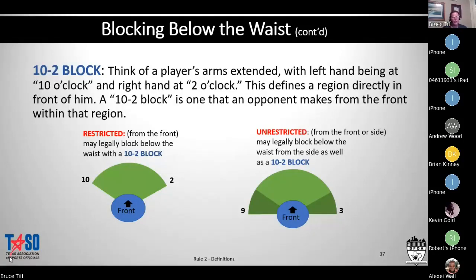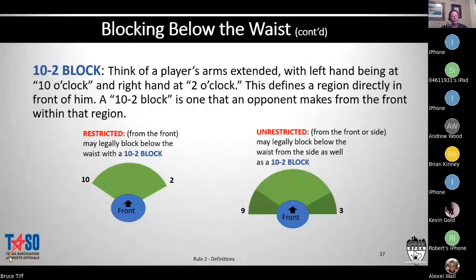If a player is restricted, and we'll talk about who those are, they may legally block below the waist with a 10-2 block only, subject to those requirements that we talked about on the prior slide. So they can legally block from the front. That's the region defined 10 o'clock, 2 o'clock by the person who is being blocked. An unrestricted player can block from the side, not only from that 10-2 region, but also from the side, what we'd call, if you put those hands in the 9 o'clock and the 3 o'clock position. Notice they're not behind. It has to be from the side or from the front.